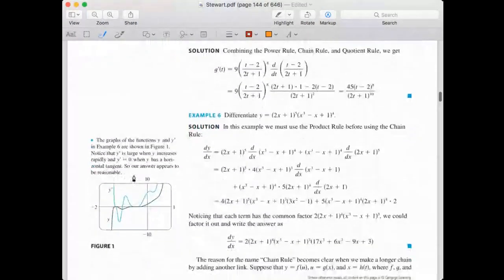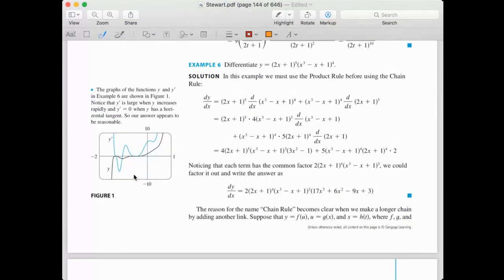Okay, let's see example 6. Example 6 involves 2 things. First, we see this is a function, it's a product of 2 functions, right? We can treat this one as f, we can treat this one as g, but then each one is a composition of 2 functions, right? Let's call this part f. Let's call this part g. So y is a product of two polynomial functions, right?